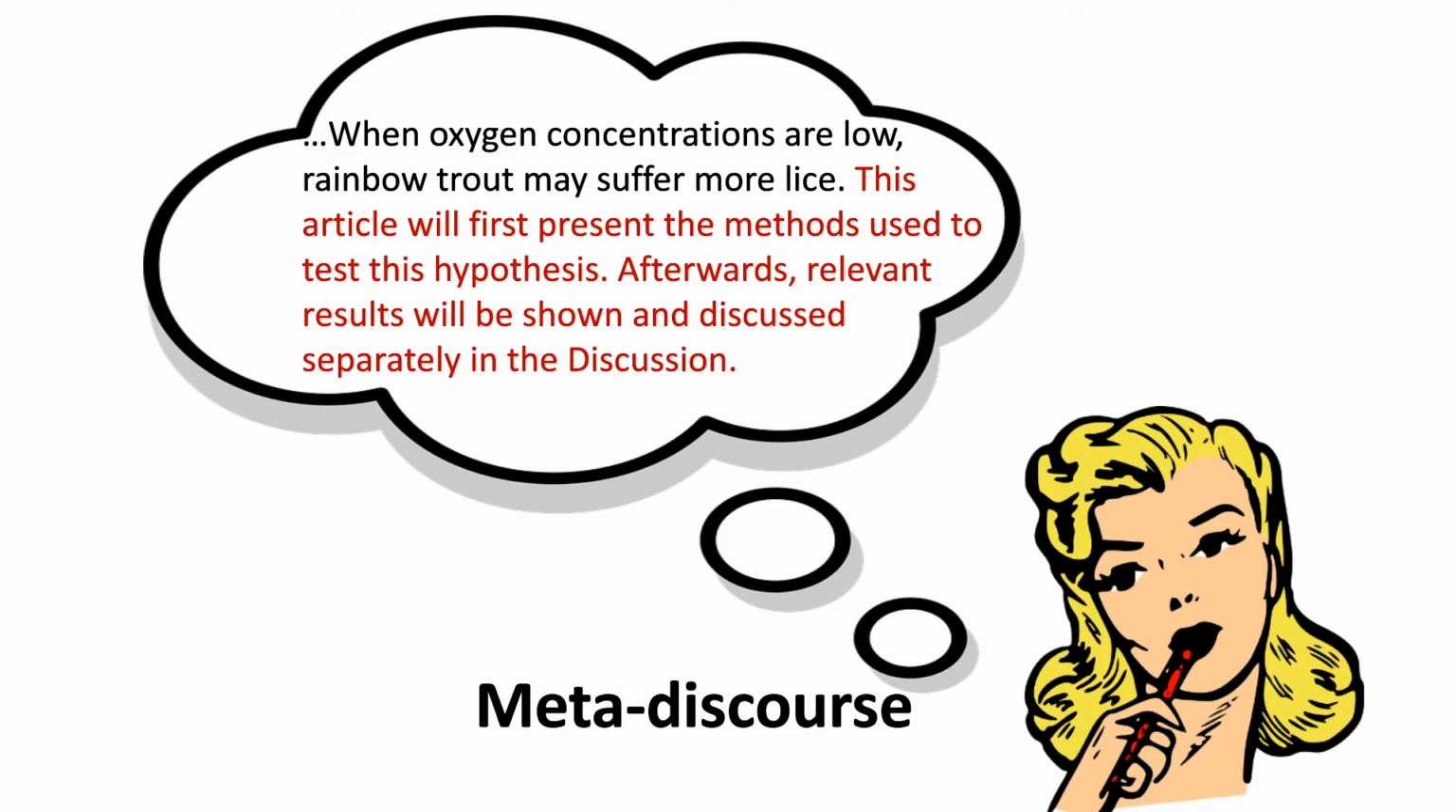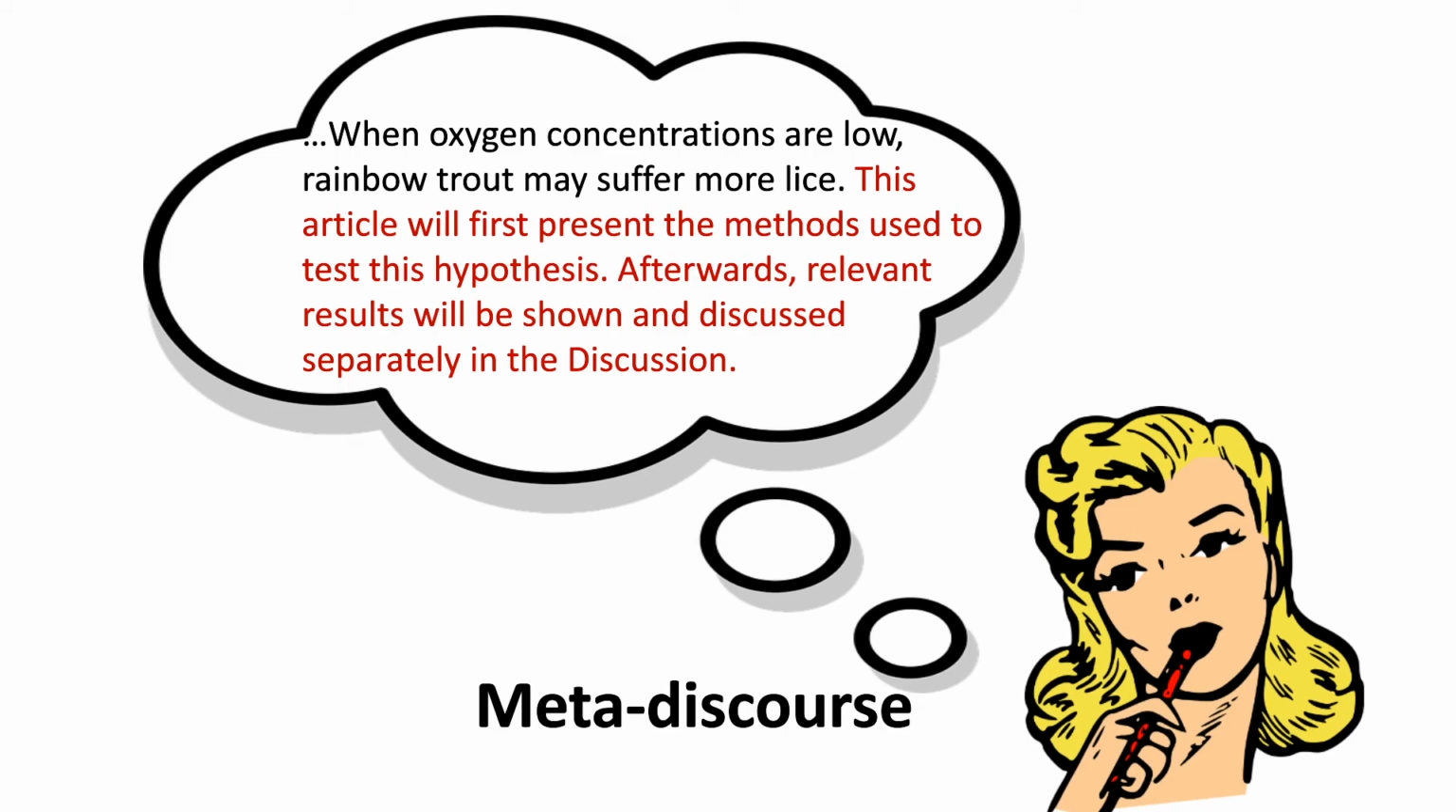After we have a hypothesis or a thesis statement, something nice and strong and concrete and very specific about what the article will be about, we get information like, this article will first present the methods used to test the hypothesis. Afterwards, relevant results will be shown and discussed separately in the discussion. The reason why this is less helpful than you think is that unless there is a formal requirement by the journal to include this type of meta-discourse, it's sort of a, yeah, obviously moment.